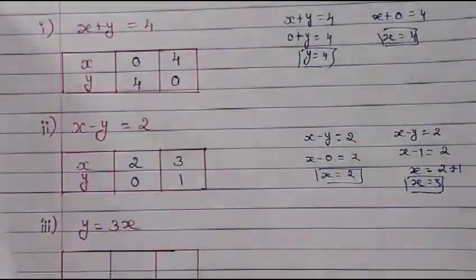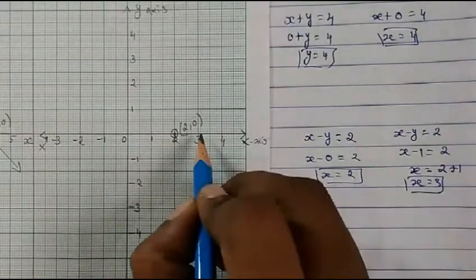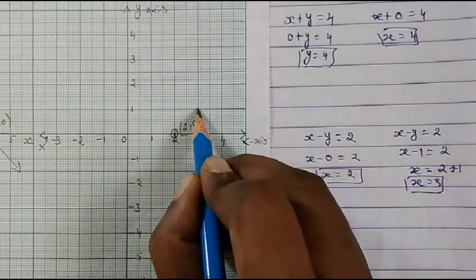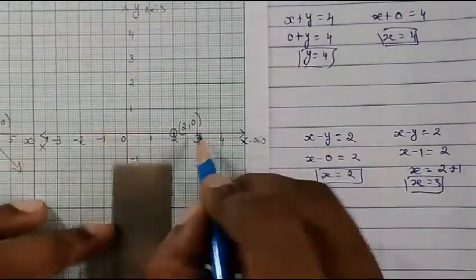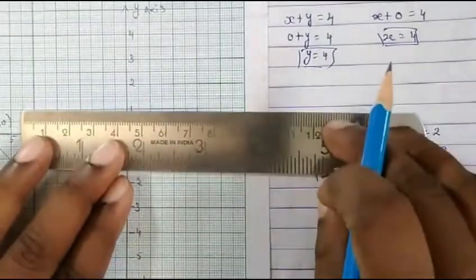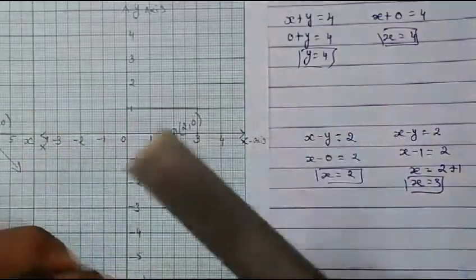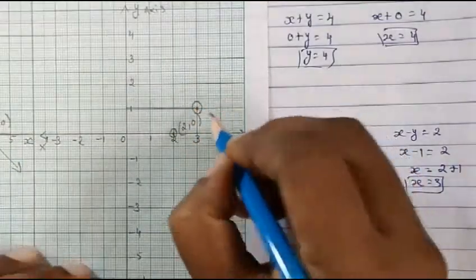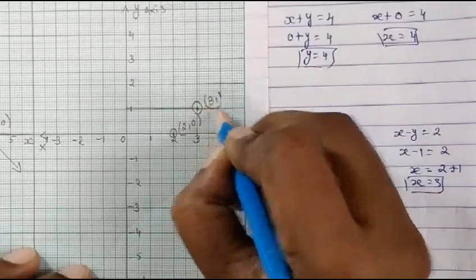Then next, x is 3, y is 1. x is 3 is here. y is 1 means here, because both the points have to meet together. See, x is 3 here, so I draw the line. Then y is 1, so in the y direction it is 1. When I am drawing the line, this point meets here. So this point is x value 3, y value 1.